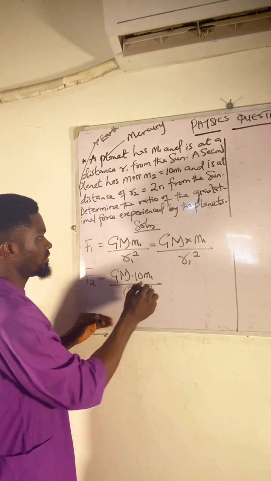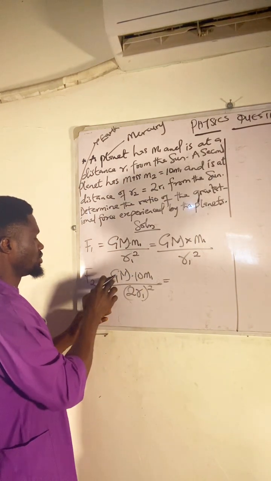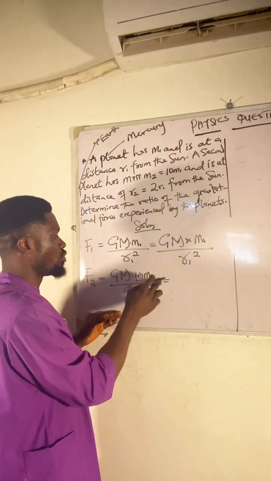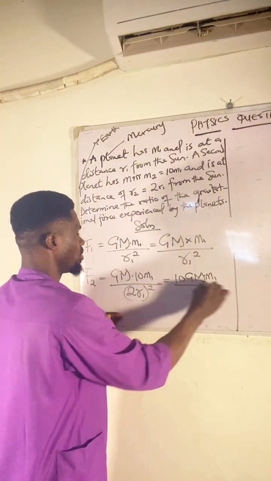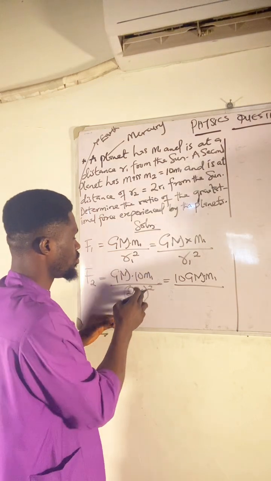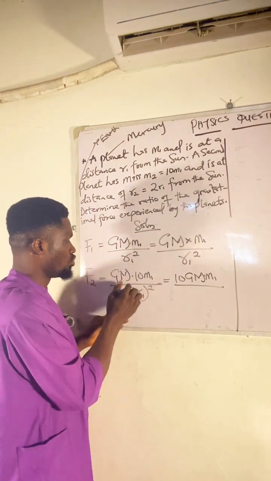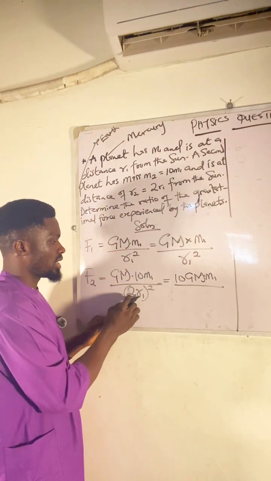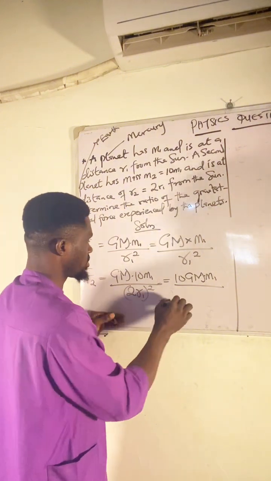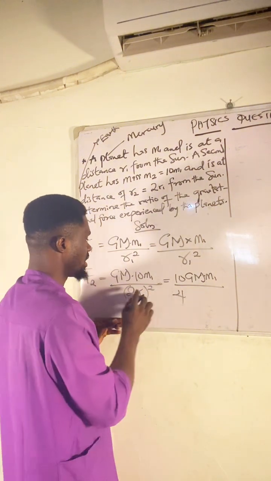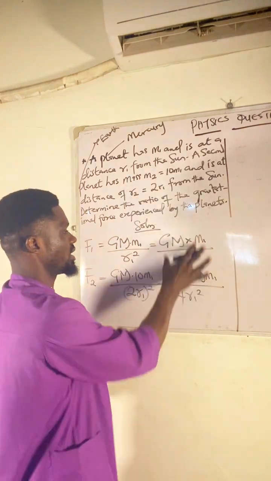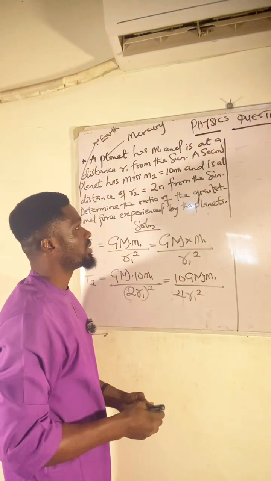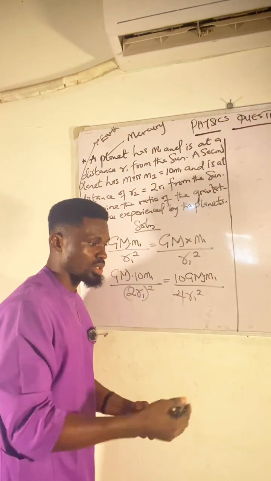The next thing is to expand F2. If you evaluate, G times capital M times 10 M1 will give us 10 G capital M small m, all over 2R1 squared. The 2 will be squared and R1 will be squared. That's how to open up this bracket. So 2 squared gives 4, then R1 squared gives R1 squared. This is what we have for both planets, the force of attraction between them and the sun.